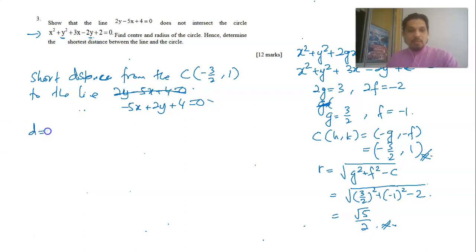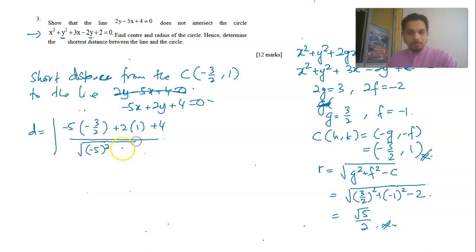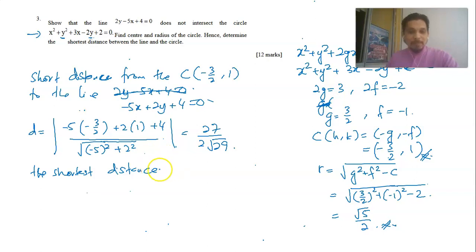Okay, using the formula for this shortest distance here: negative 5 times negative 3 over 2, plus 2 times 1, plus 4, divided by the square root of negative 5 squared plus 2 squared. So this one you come up with 27 divided by 2 times the square root of 29. The formula for this is already in the book, so you may just refer to it. I'm just writing down the answers for you.